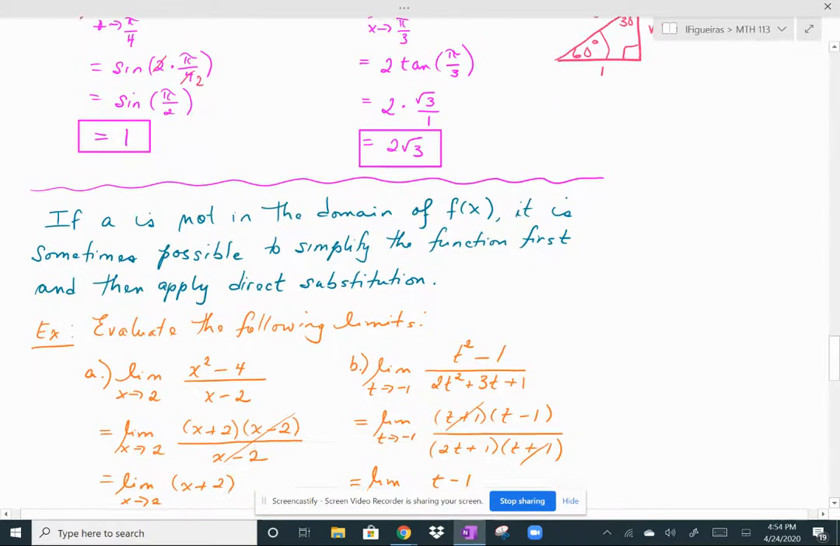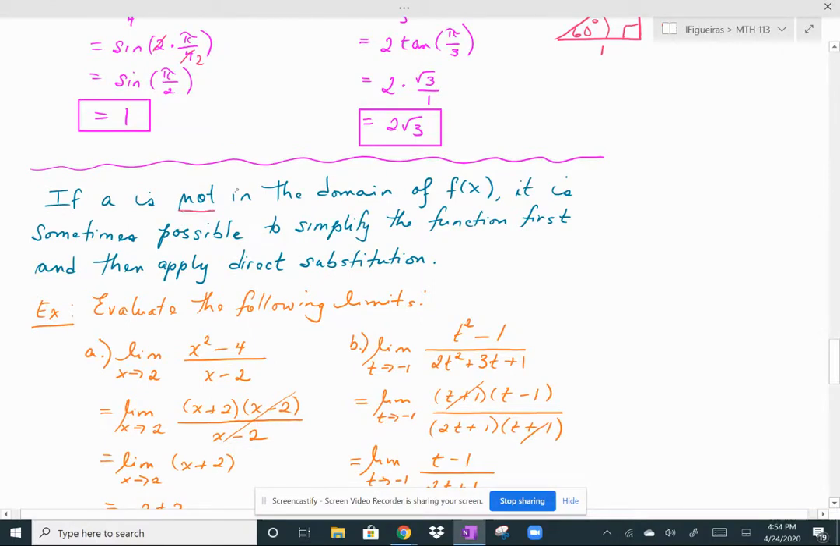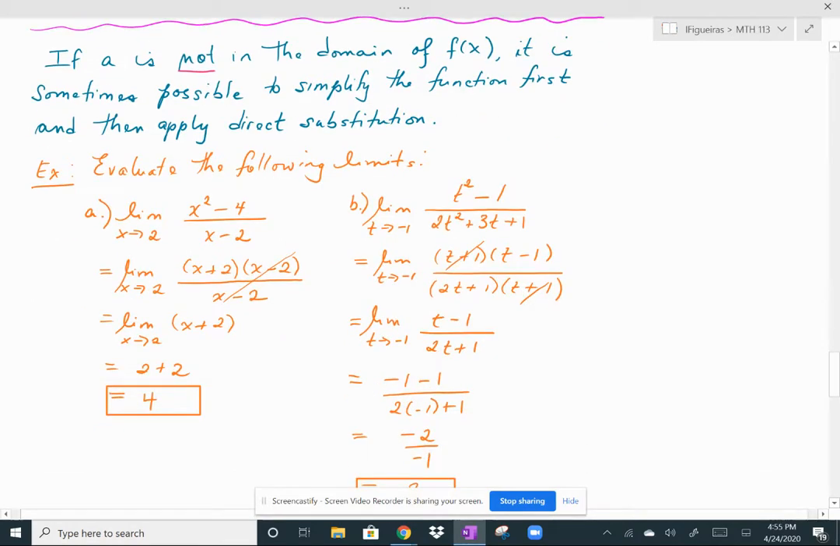Okay, but what happens if A is not in the domain? So if it's not in the domain, that means you can't just apply direct substitution the way we did in the previous examples, but sometimes it's possible to simplify the function first and then apply direct substitution. So here are some examples.